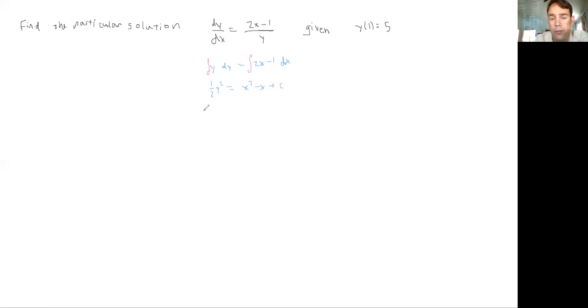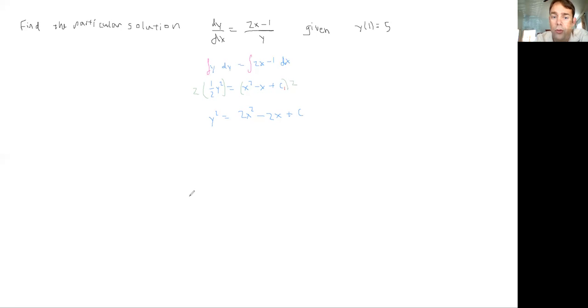Now, I'll be honest, I don't want that 1/2 in front of it, so I'm going to multiply both sides by 2. I end up with y squared equals 2x squared minus 2x plus c. Now, real quick, when I multiply this constant by 2, this is not the same constant. So because of that, this is where I need to go back, and again, we talked about this a little bit last class, make that a subscript because this constant is not the same as this constant.